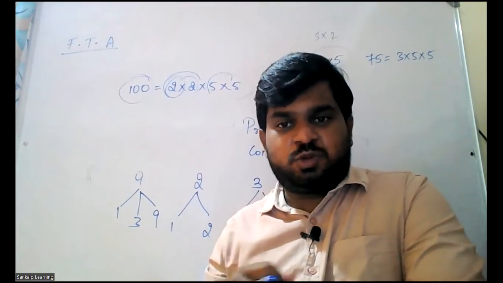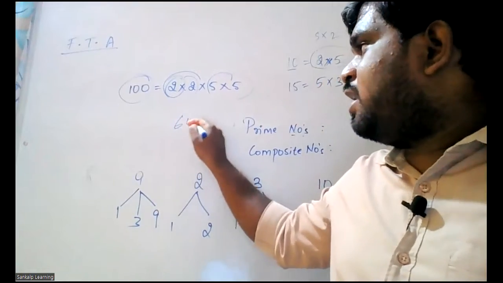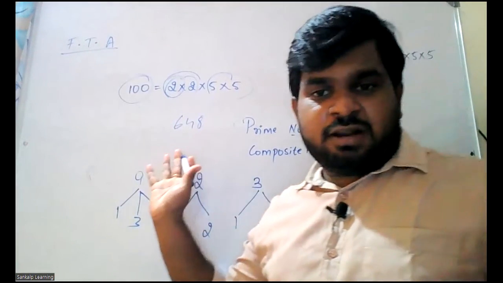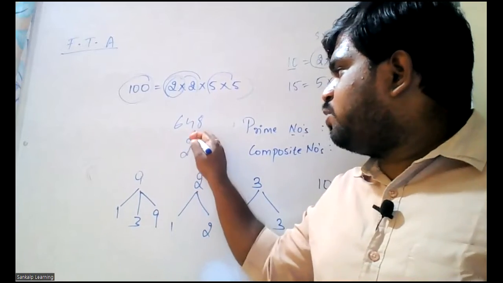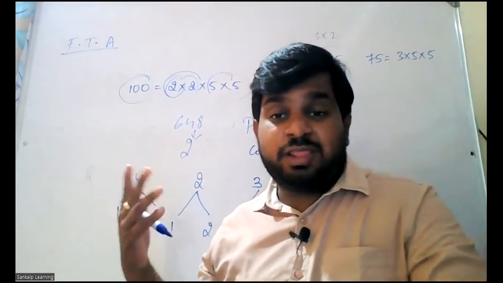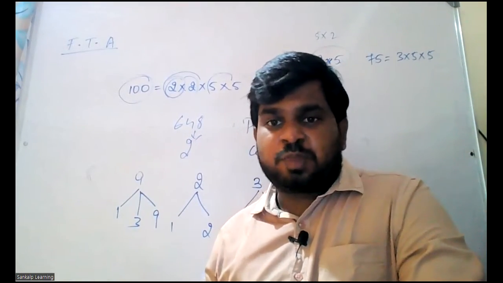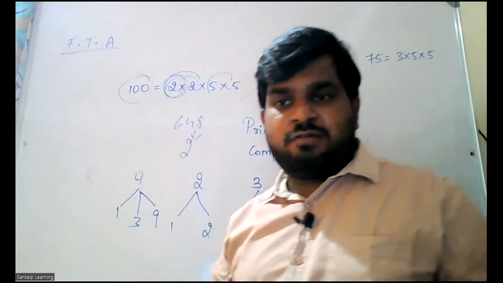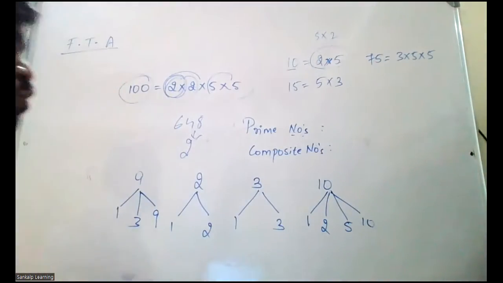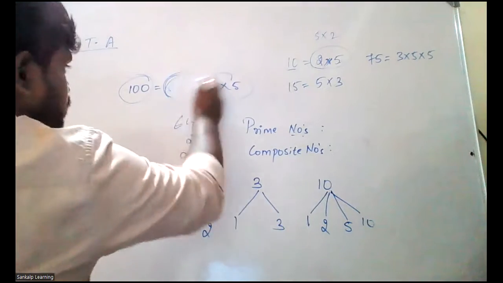All other even numbers, you take any even number, for example 648, it is an even number. It is not a prime number. Why? Simply, it is divisible by 2, right? All the even numbers are divisible by 2. So the only even number that is prime is 2. Very important thing. Let's move on to the exercise.